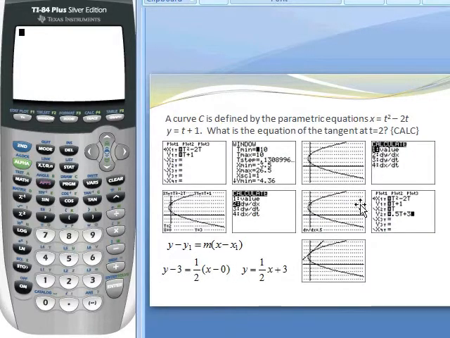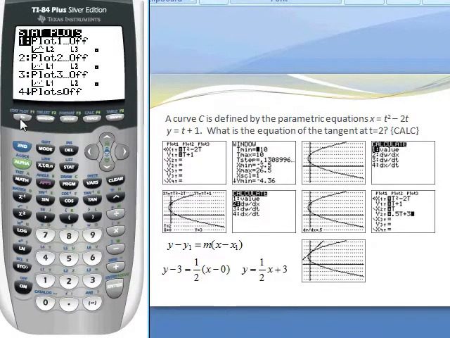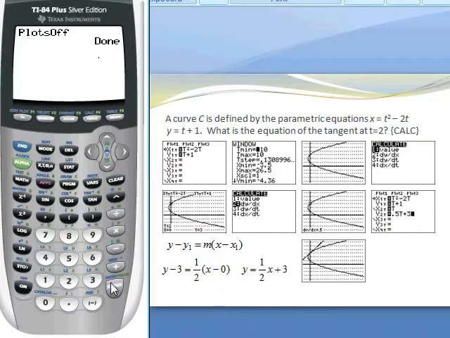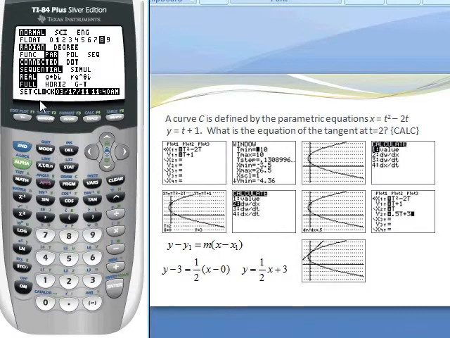Let's see how I do this using my graphing calculator. First of all, turn off all the stat plots. That is important. If you have some plots on, they're going to interfere with what you're doing right now. Alright, that's done. The second thing you need to do is set your calculator in parametric mode. Push mode and change the function setting to PAR, parametric. Push enter. Now you're all set.